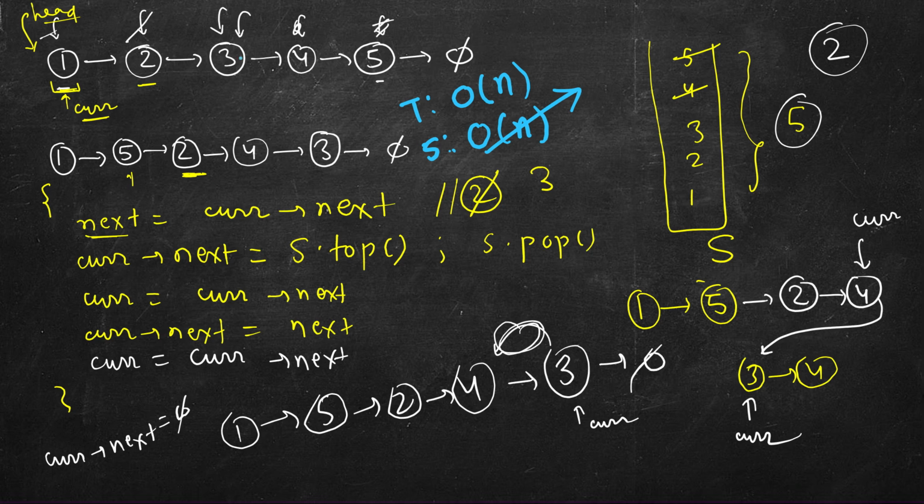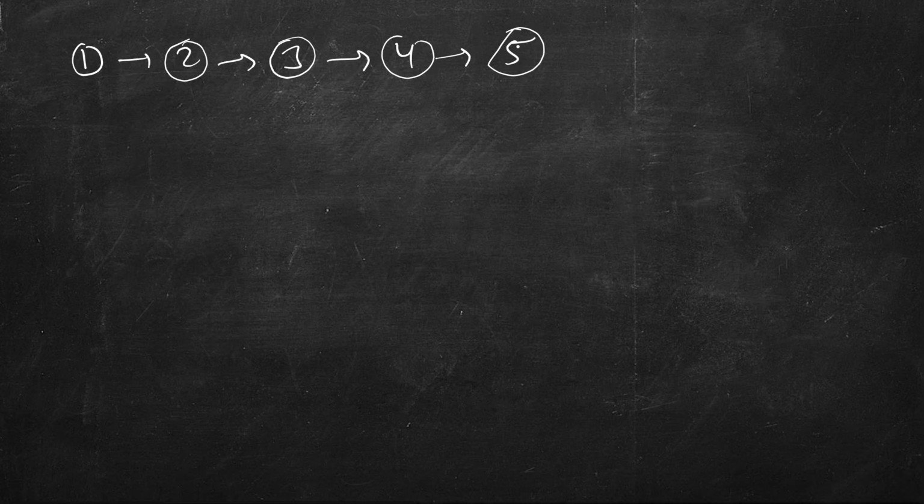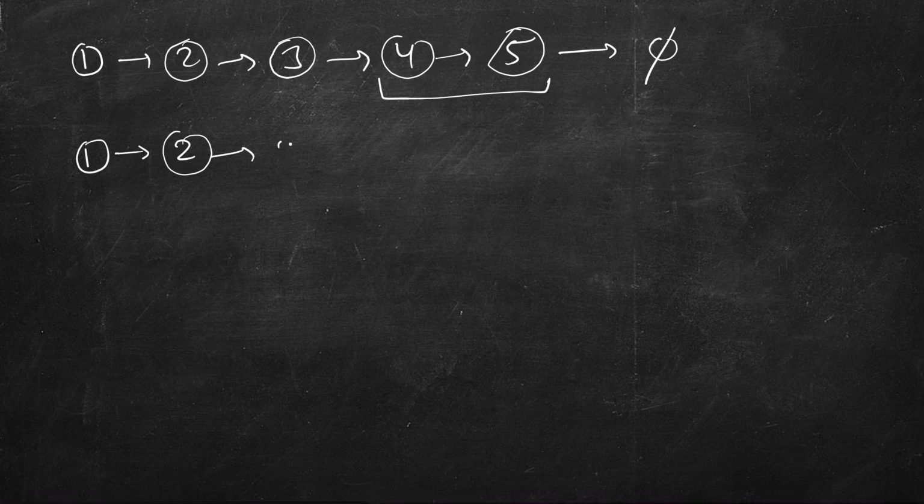You can see that from the stack we are popping half of the elements. That is, we are interested in the second half of the list. So in the second approach, let's write it again: 1, 2, 3, 4, 5. We are interested in the last 2 elements. So let us reverse it. We make it 1, 2, 3, and then these pointers we have to change: 5, 4.